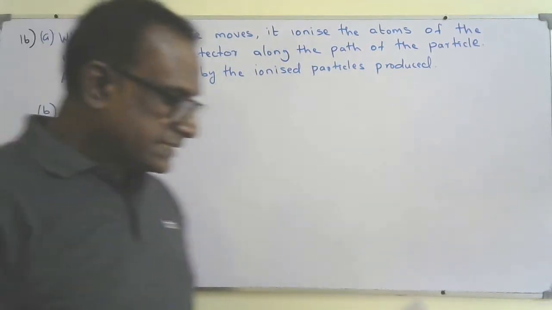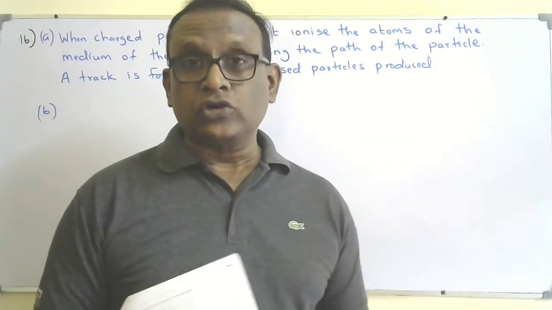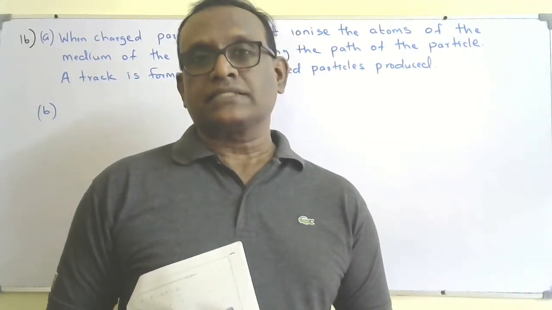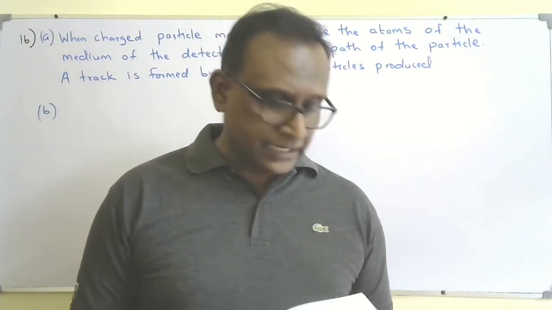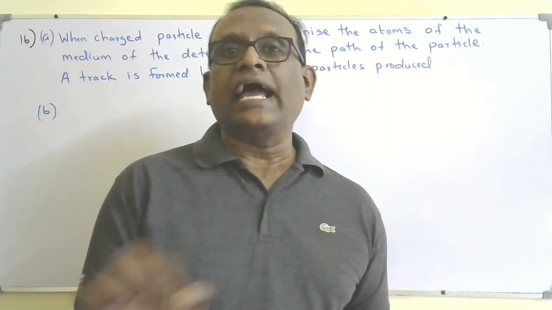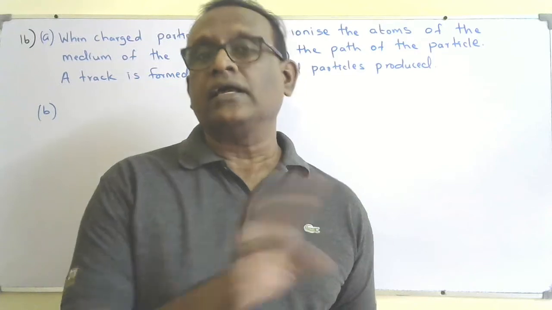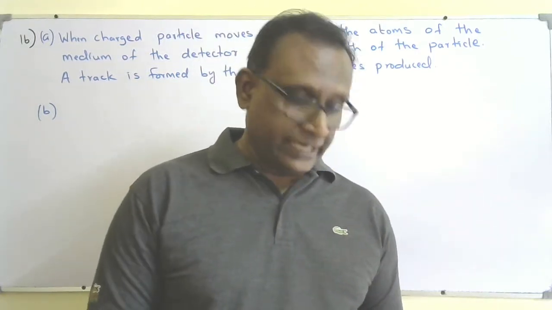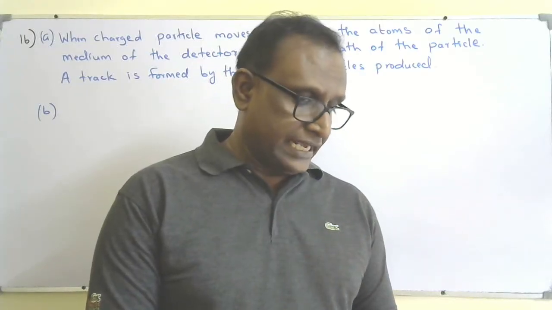Okay, B part: describe the structure of a baryon and a meson. A baryon consists of 3 quarks, or a baryon is made of 3 quarks. A meson is made of a quark and an antiquark. A meson consists of 1 quark and 1 antiquark. That's enough, right?